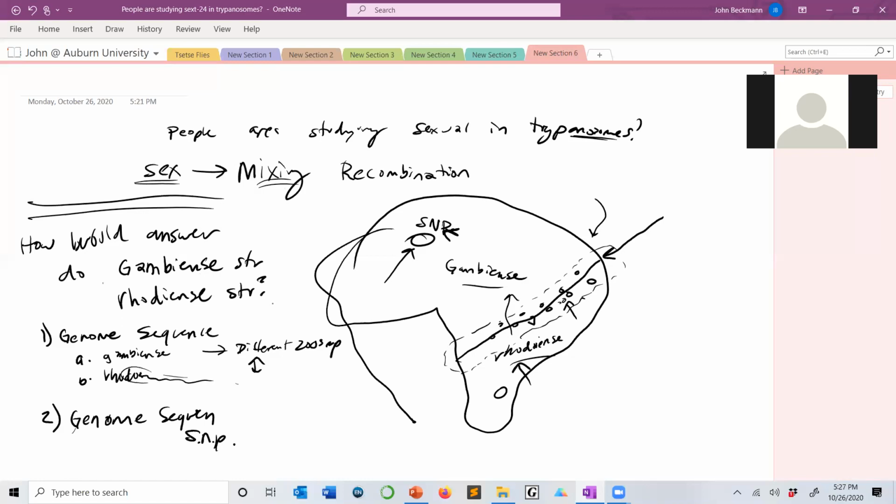So that's actually an important question that people are looking into. And the value of that is that if we can understand how they're mating and how they're having sex, we can sort of answer the question of, are some of these virulence factors going to be passed? And is there ever a scenario where the Rhodiense characteristics will expand into the Gambiense's territory? I'm saying this is an active question of researchers right now.